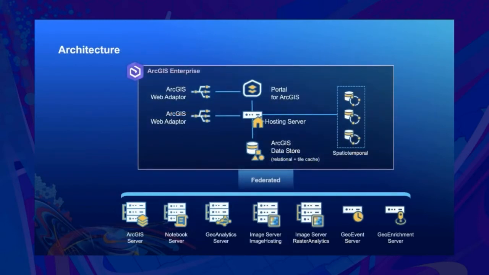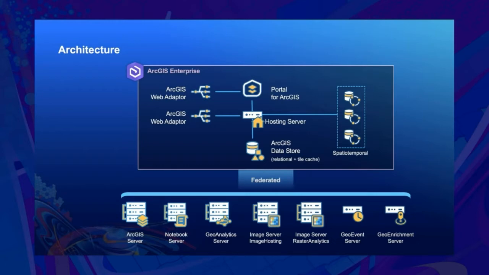From an ArcGIS Enterprise architecture perspective, today we'll be discussing deployment options for enterprise-based deployments, which consists of several components, including Portal for ArcGIS, the hosting server, ArcGIS Data Store, and web adapters. Additionally, we'll review deployment of optional components and server roles, including the Spatial Temporal Big Data Store, which is used in supporting GeoEvent, GeoAnalytics, and Tracker.